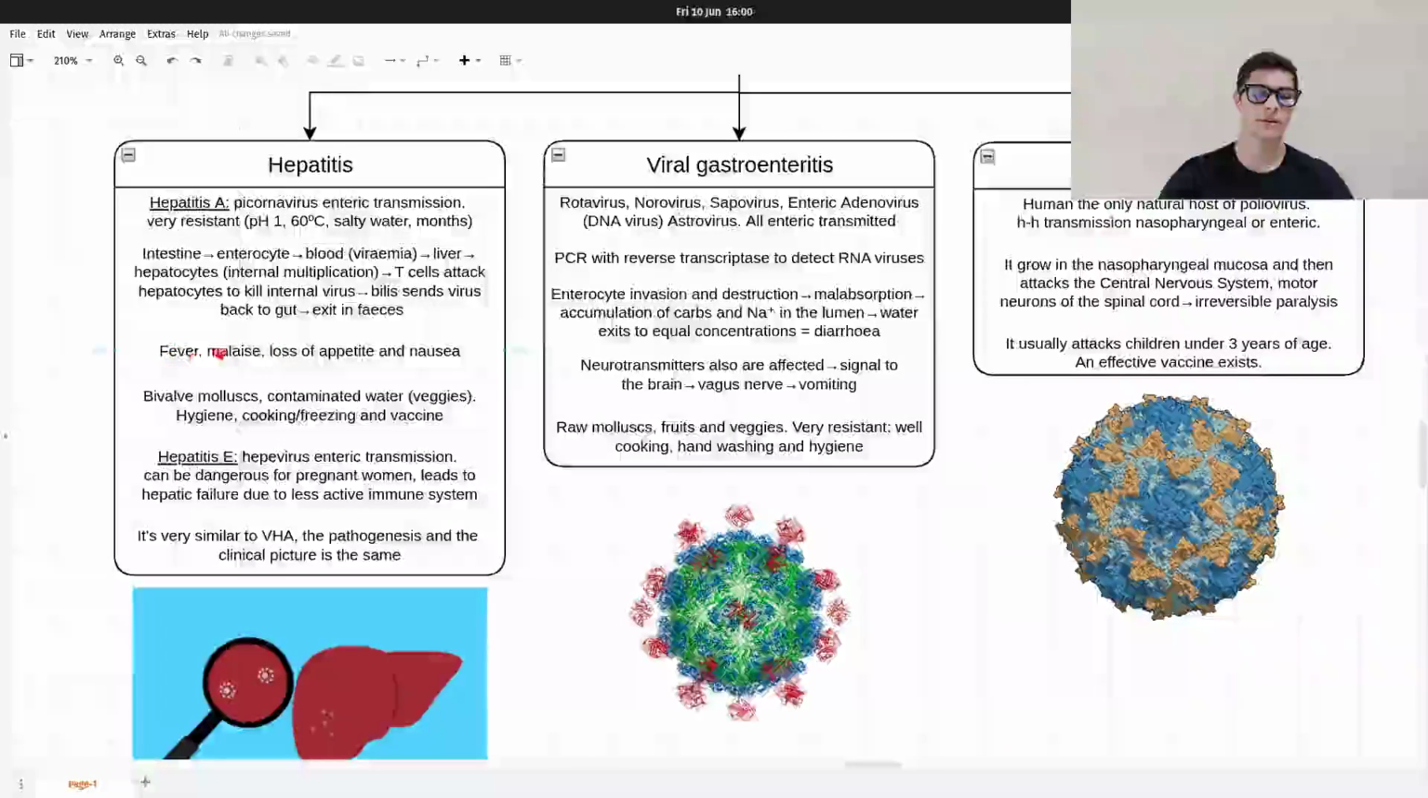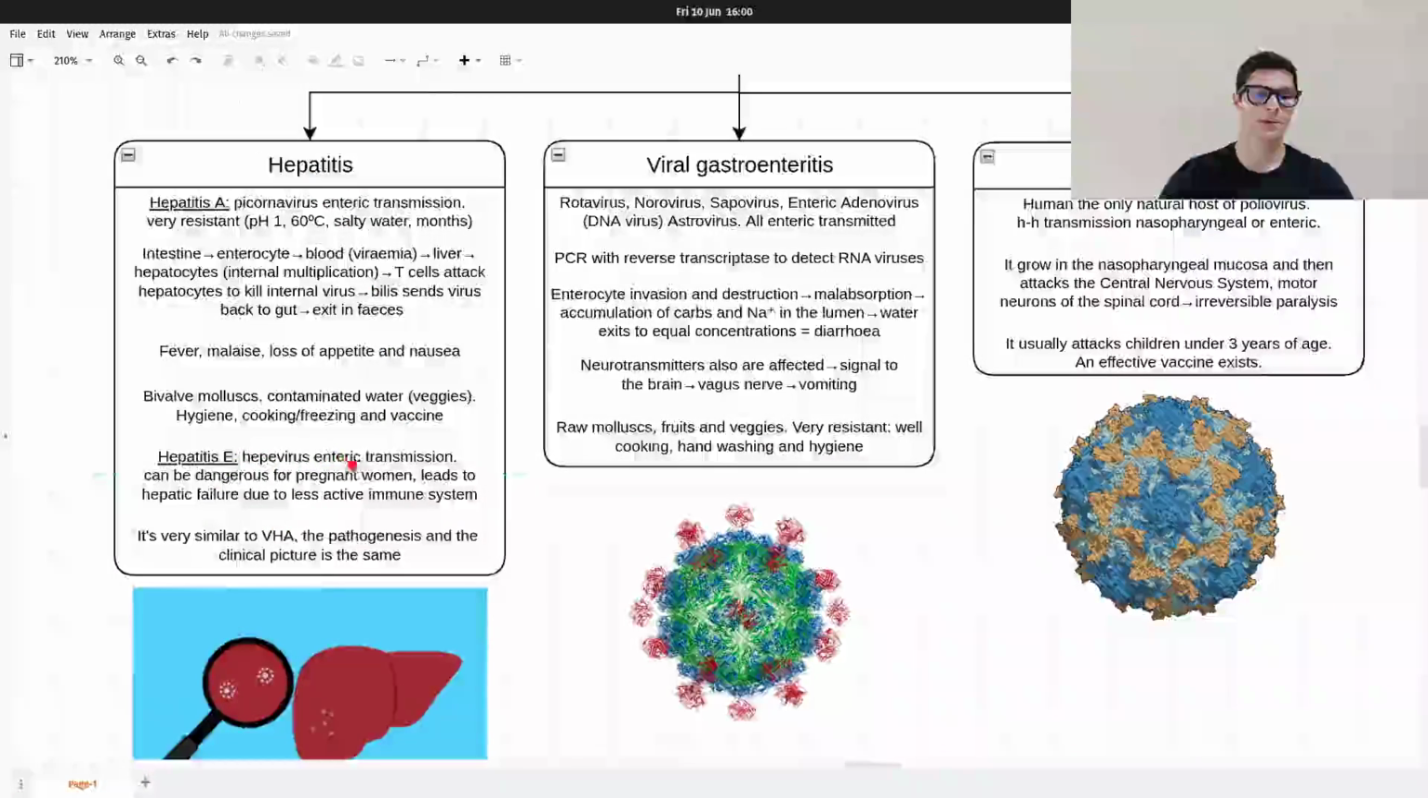It causes fever, malaise, loss of appetite, and nausea. We can find it in bivalve mollusks, contaminated water, and veggies too. Prophylaxis: hygiene, cooking, freezing, and the vaccine for hepatitis A.